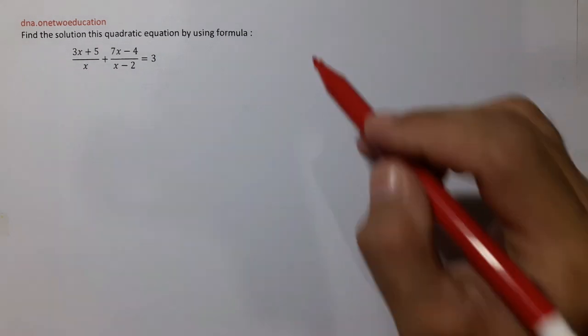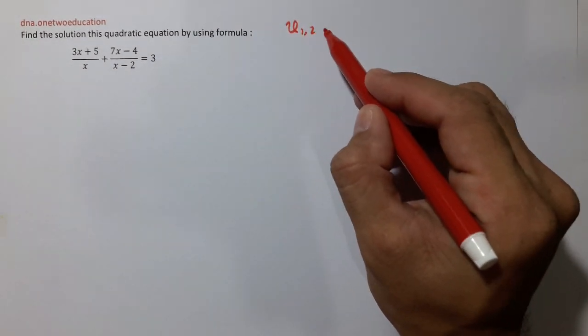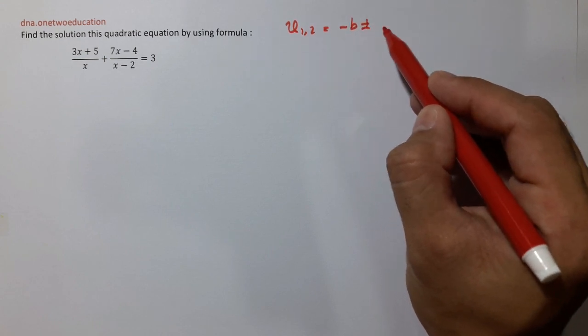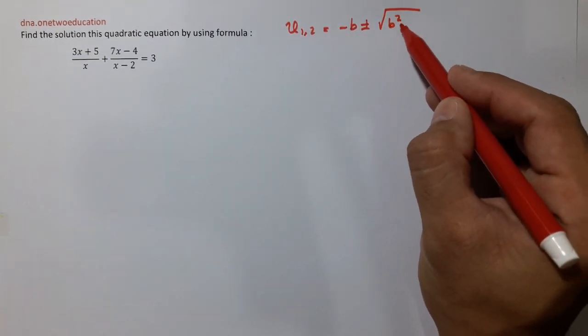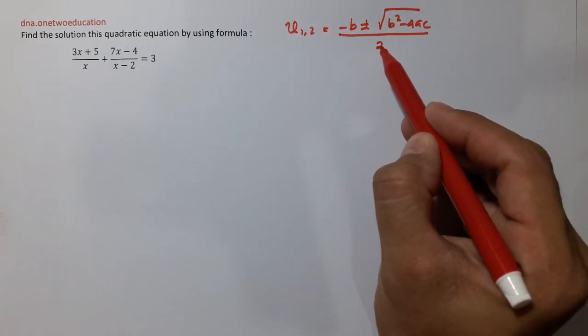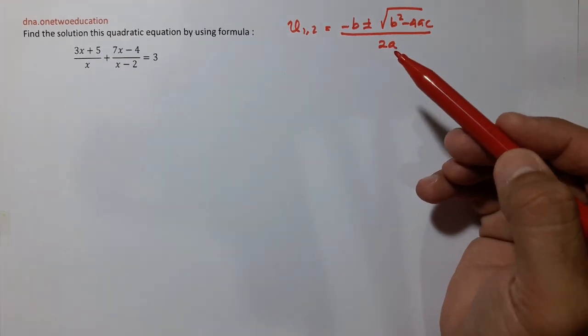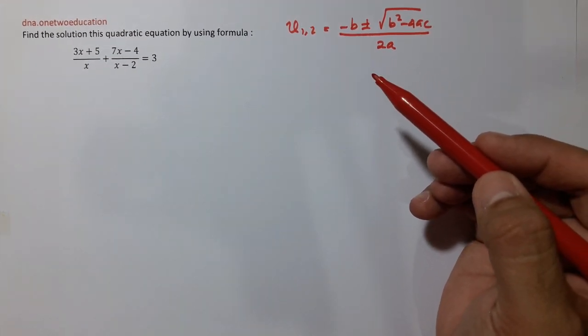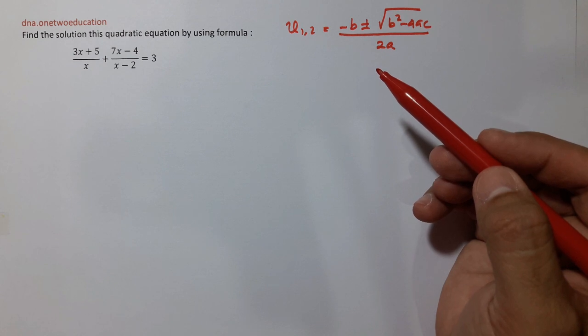Students, our topic today is solving quadratic equation by using formula ABC. As I mentioned before, the formula is x1,2 equals minus b plus minus root of b squared minus 4ac over 2a, right?